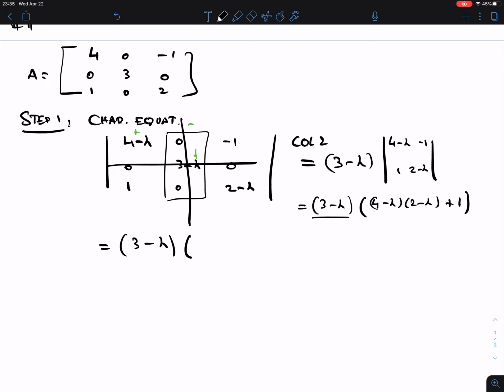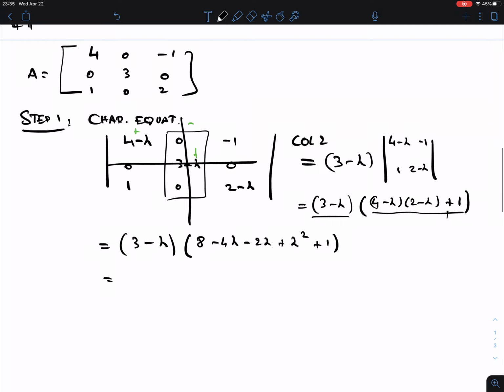And so now we have, but this one we have to expand. Why? Because this is not factored, right? There's a plus here. This plus means it's not factored, so I have to expand here. So FOIL this out. That is an 8 minus 4 lambda minus 2 lambda plus lambda square plus 1. So I get 3 minus lambda, and then I have, let's see, let's write it in descending order, 2 lambda square minus 6 lambda plus 9.